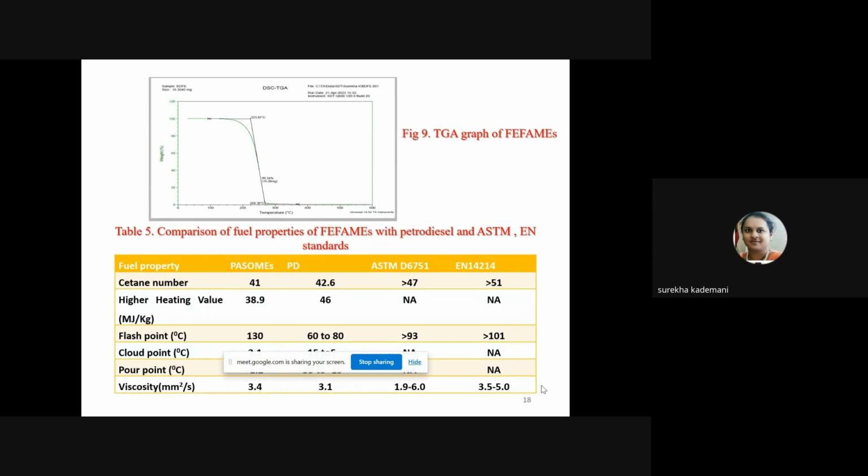ASTM-EN standard. Cetane number is 41, higher heating value is 38.9, flash point is 130, cloud point is 14, and pour point is 2.1 to minus 1.2, and the viscosity of the liquid fuel is 3.4, which is comparable with petrodiesel, and they also satisfy both ASTM and EN standards.